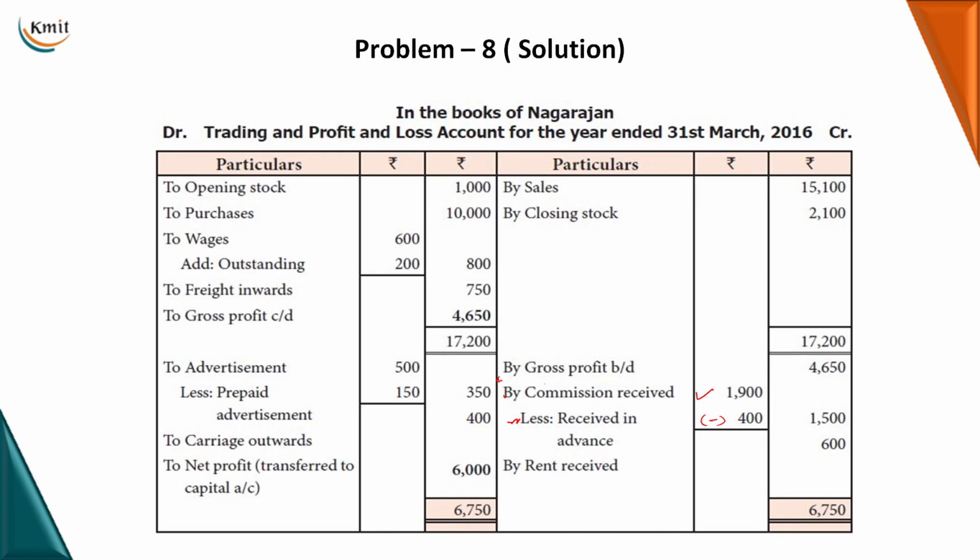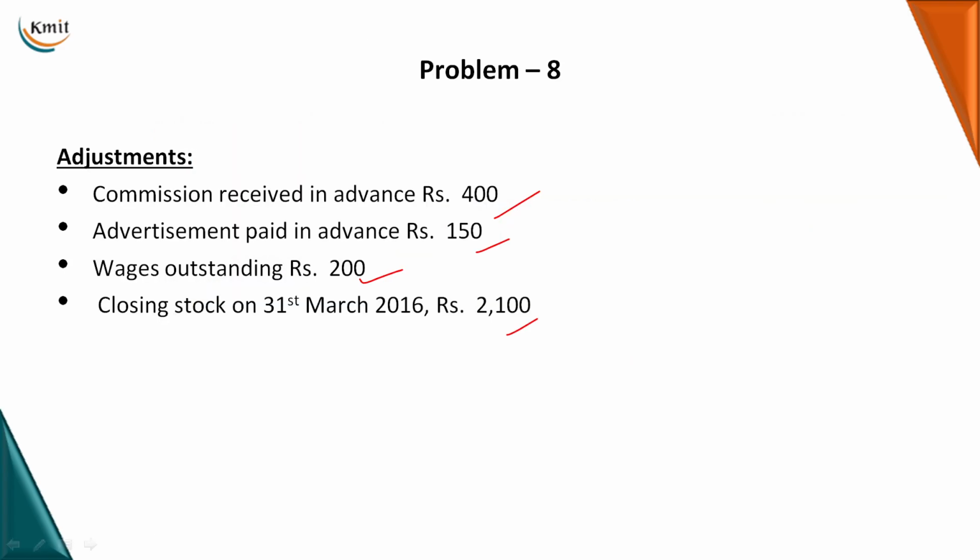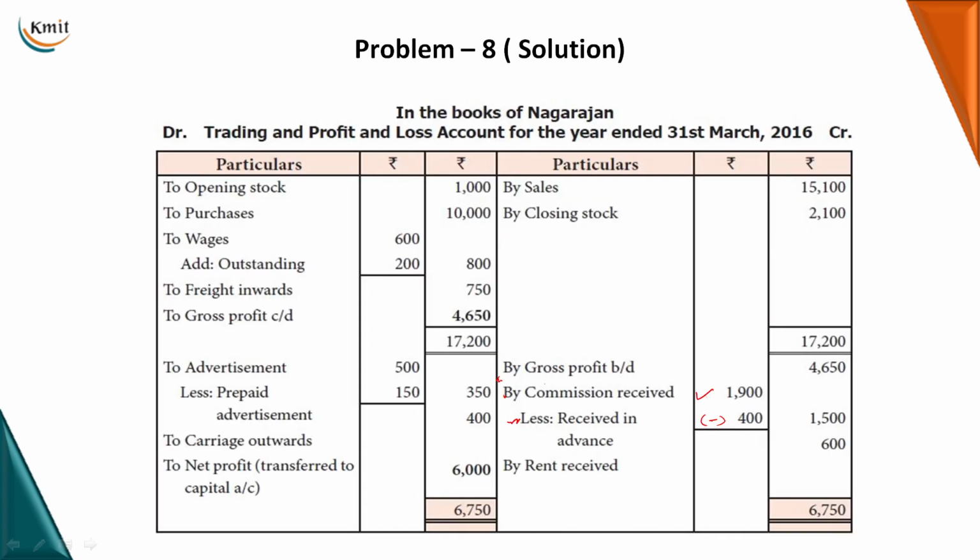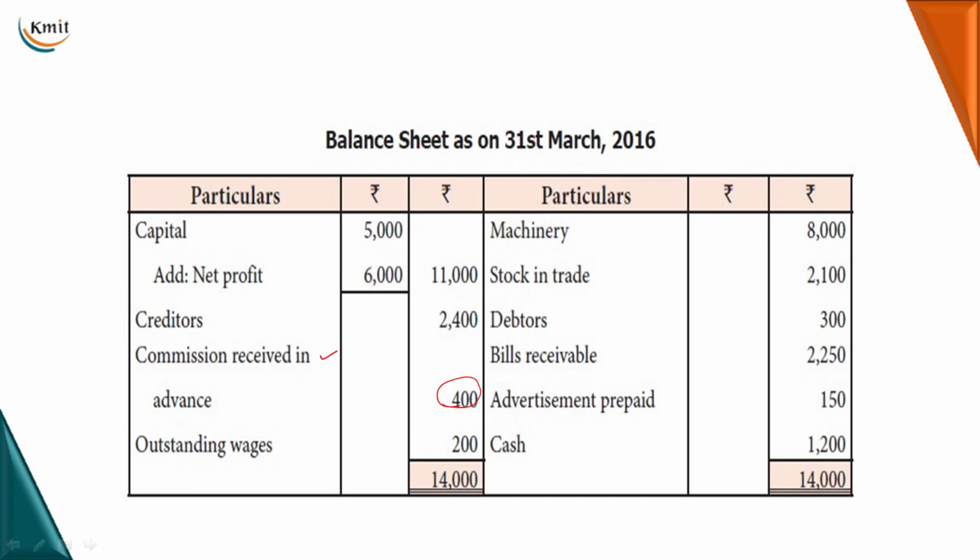Okay. Coming to the second adjustment, advertisement paid in advance. So the advertising expenses are paid in advance, so that amount has to be deducted from here. So the total advertising expenses incurred in this year for which the financial statements are prepared is 350. The deducted amount again will be represented on the asset side of the balance sheet. Right?